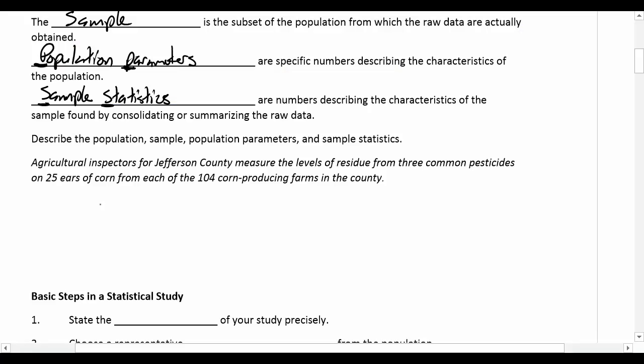Okay, so we're going to describe the population, sample, population parameters, and sample statistics from this following sentence. Agricultural inspectors for Jefferson County measured the levels of residue from 3 common pesticides on 25 ears of corn from each of the 104 corn-producing farms in the county. Okay, so let's first look at what the population is. So the population that we're interested in, what's the overall thing that we're trying to study, and that's the ears of corn in the county.